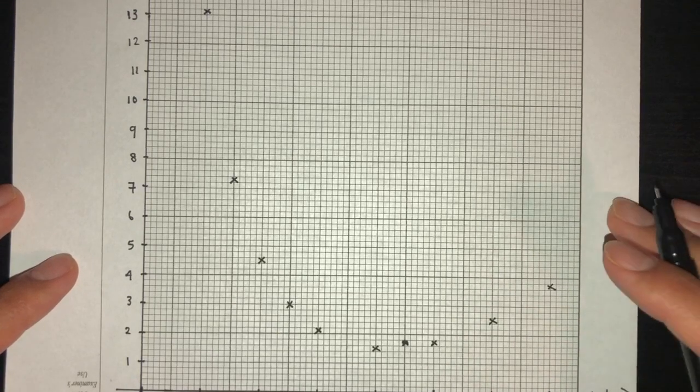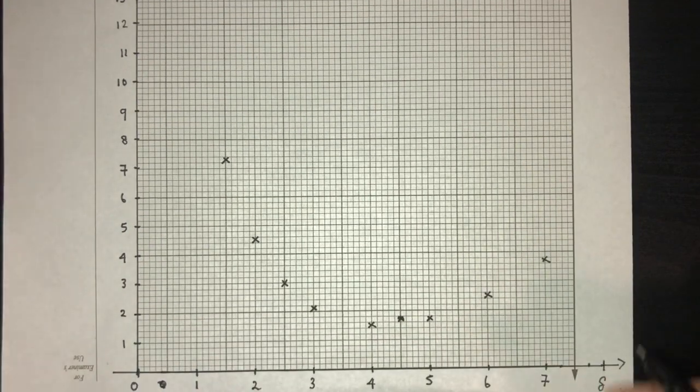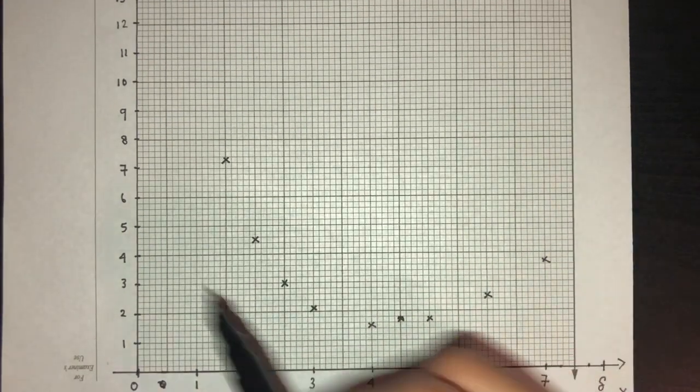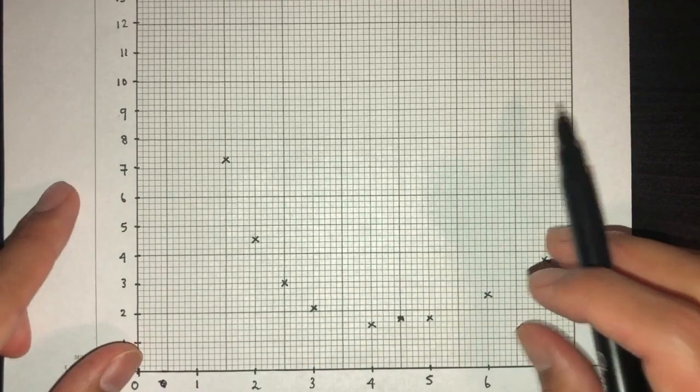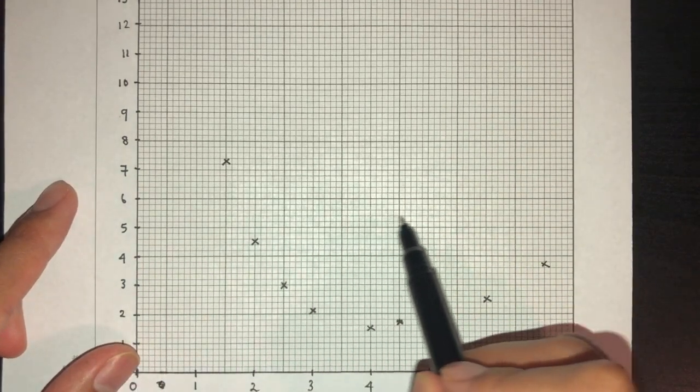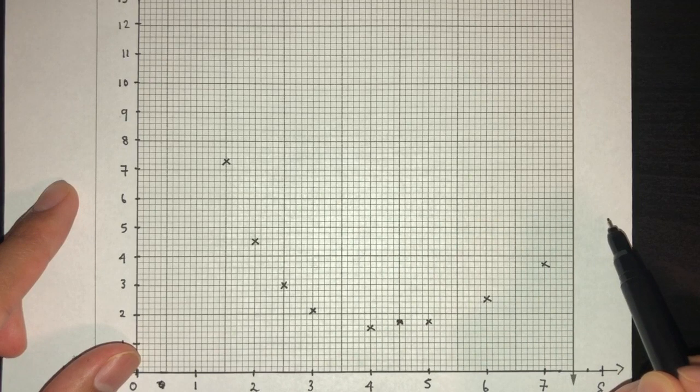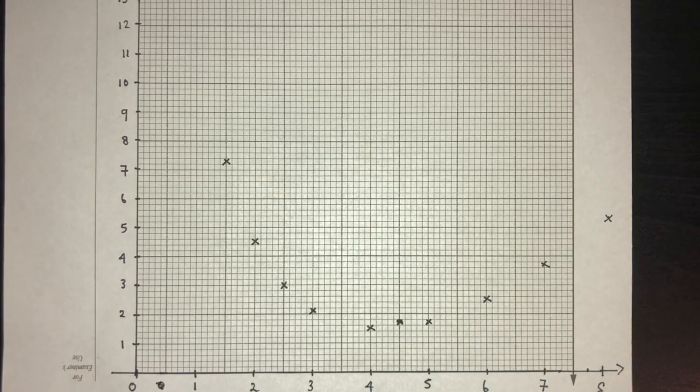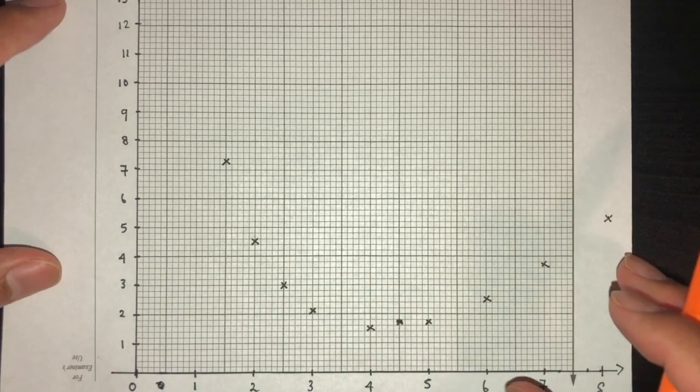And 8 will be 5.3. 8 will be outside, 5.3. So 5.3 will be the value here, somewhere about this point. Okay, so that will be my points, and I will have to join them by a smooth curve.